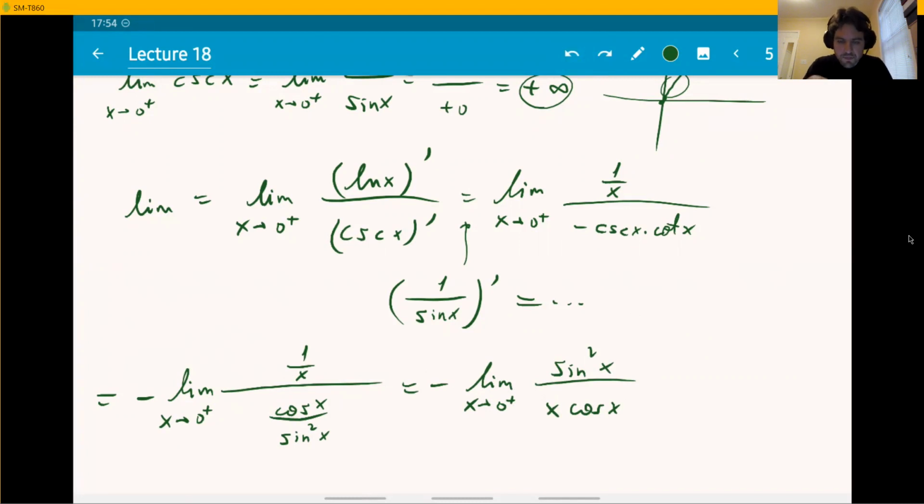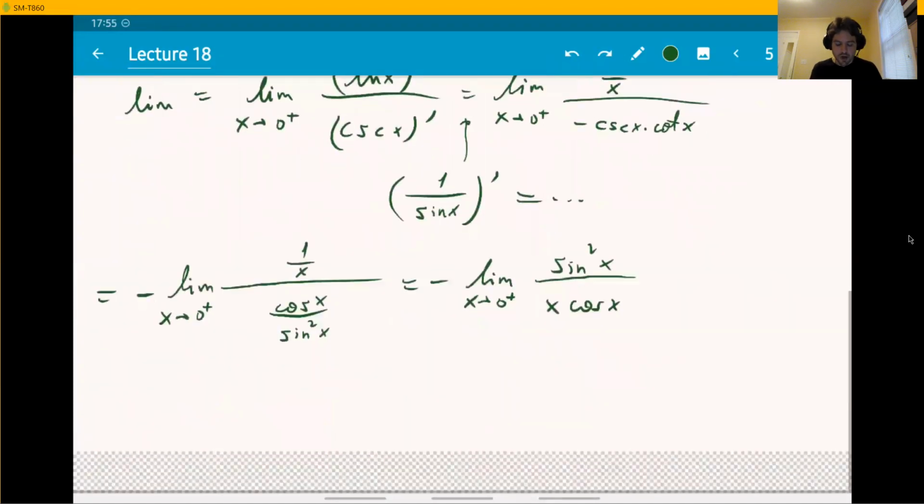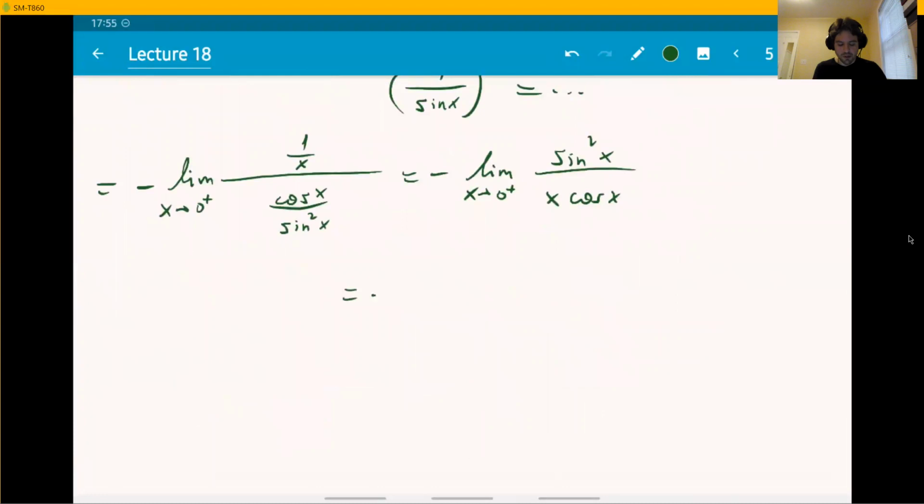Now, what happens with this limit? How do we analyze this one? Well, if you try to plug in 0, you can see that this is still 0 over 0 because of the sine and the x. So technically you can apply L'Hopital again. It's 0 over 0, you can do L'Hopital, but we don't have to. We can also just split it like this, and see that this is a combination of limits that we already know.